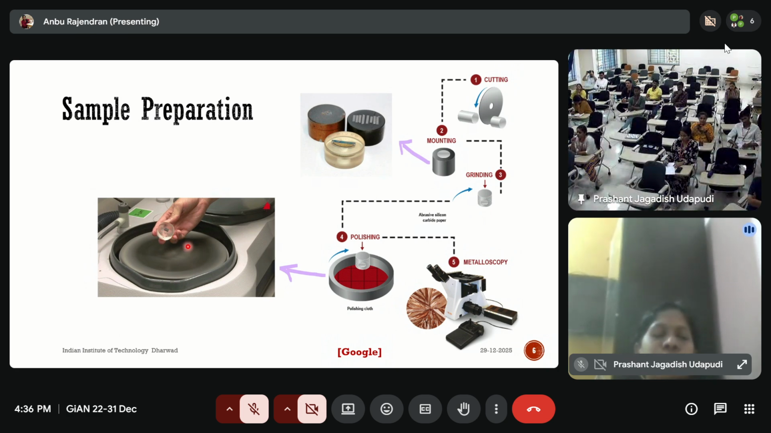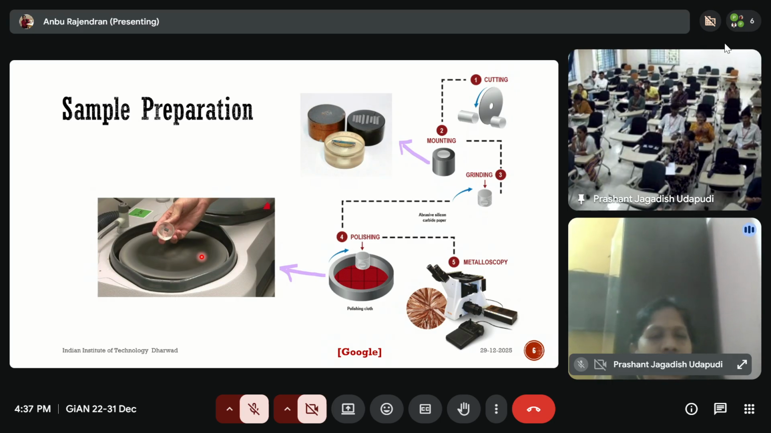So what you have to do, from the coarser size to the finer size, you have to change multiple papers. By that you are reducing the scratches, whatever you introduced during your polishing will be fined down. Finally, you should come up with a mirror image.